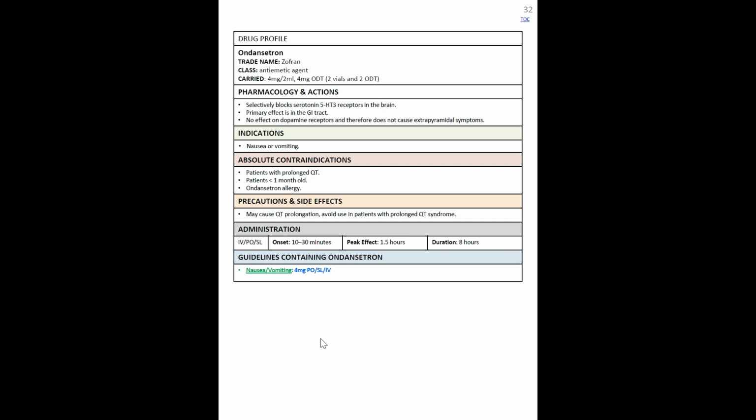Typically, you'll see these extrapyramidal reactions for patients who have just started antipsychotic drugs, and they can happen in a pretty moderate percentage of these patients who are starting to take those type of drugs. But ondansetron or Zofran won't cause these things to happen, and its primary effect is in the GI tract. So the indications are for patients who are nauseated or vomiting.